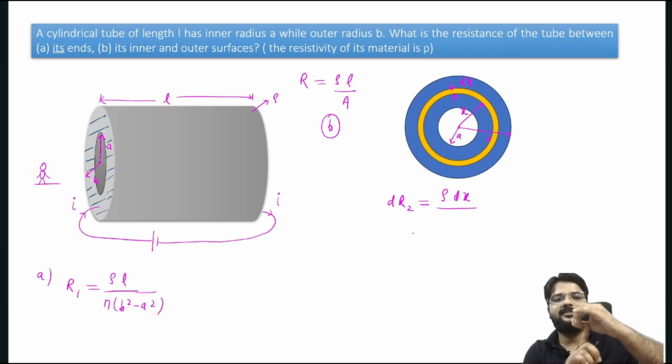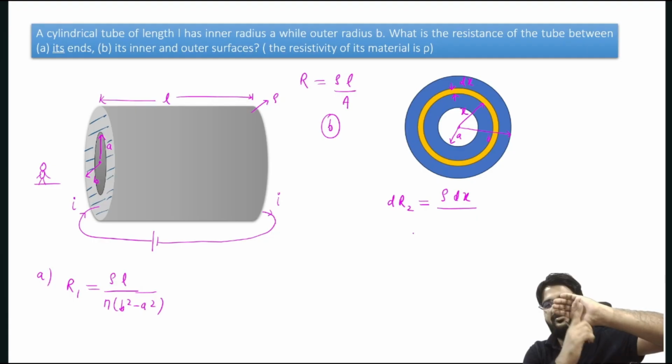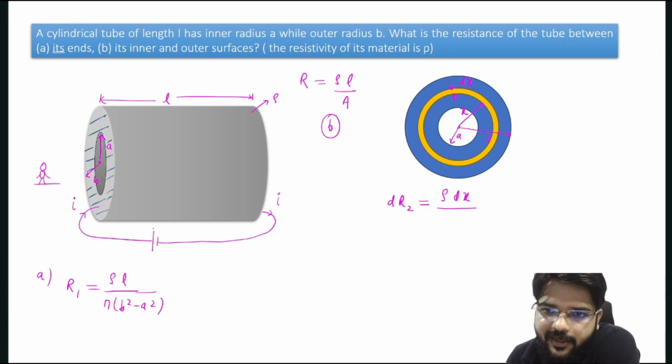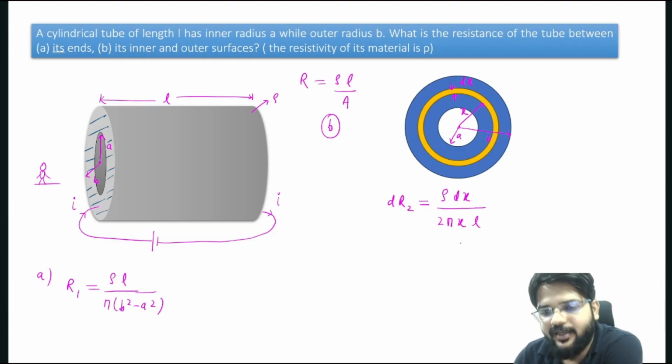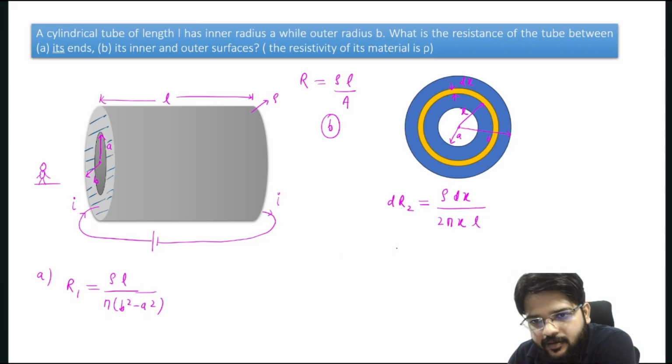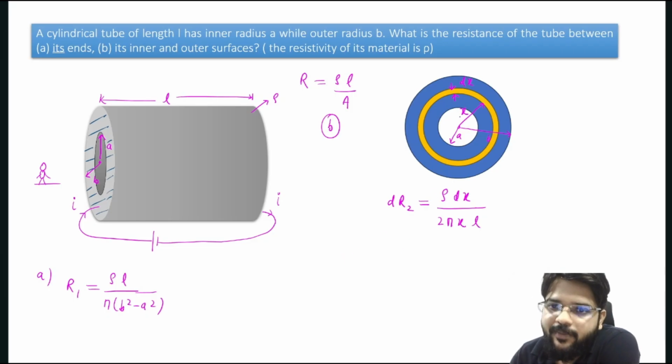So this is slender, current is entering from here, exiting from here. So this area we want, correct? This slender area. So the radius is what? It is x, correct? And the length of the cylinder is L. So the area can be written as 2 pi x into L. This is the area. So the resistance offered by this small ring is what? It is rho dx by 2 pi x into L, correct?